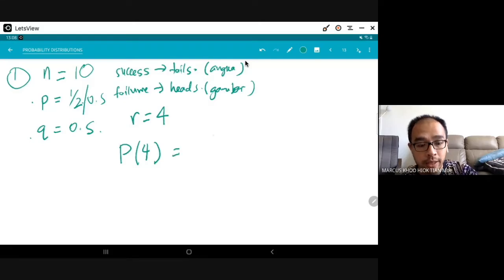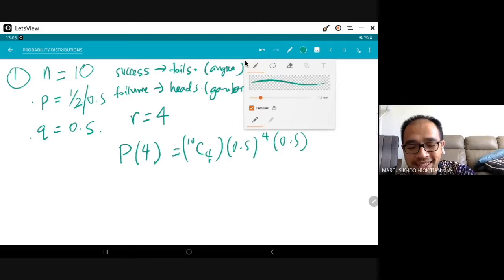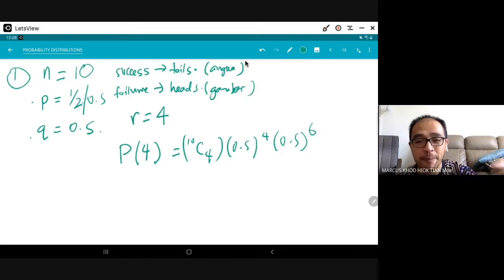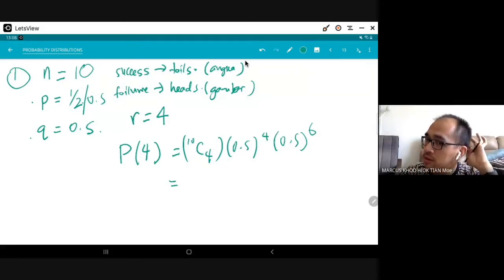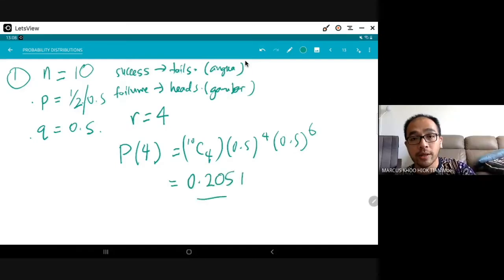So let's put this one in lah. 10C4. Okay, 0.5 to the power of 4, 0.5 to the power of, what is this number that I should put up here? 6. Yeah. Actually, I wasn't planning to call anybody lah, but fine. Thank you, Efa. Okay, so this will give you the answer. Lepas kau tekan. Can you give me the answer, please? Without referring to the book. 0.2051. Okay, 0.2051. Look at how easy it is to answer this question when you know how to use the formula.